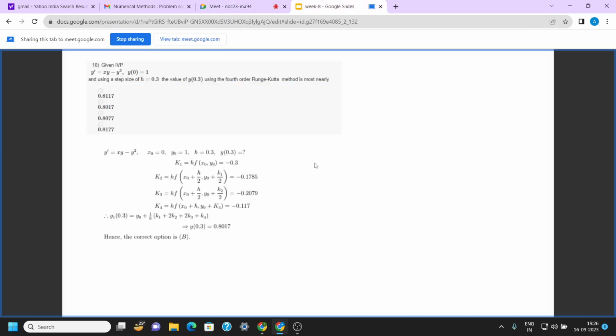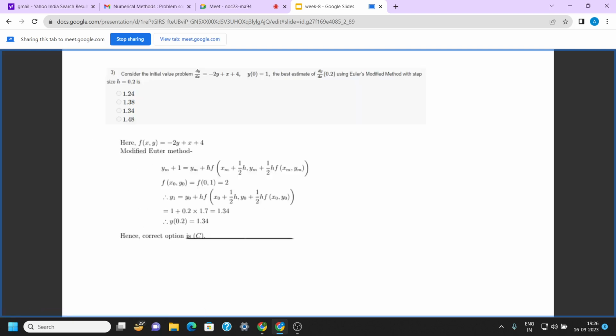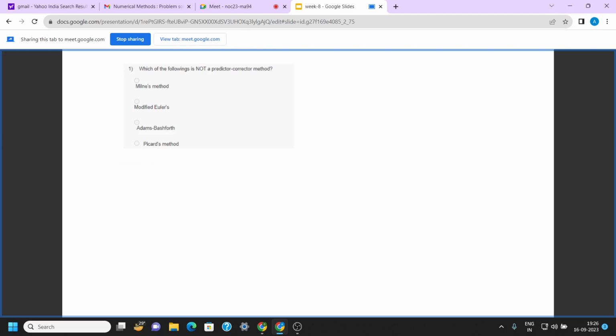So this was the last question. I'll make a quick review of all the questions that we have discussed today, so those who have joined later will also get the gist. The first question was, which of the following is not a predictor corrector method? You have to determine which of these is not a predictor corrector method: Milne's method, modified Euler's method, Adams-Bashforth, or Picard's method. So the correct option is Picard's method.